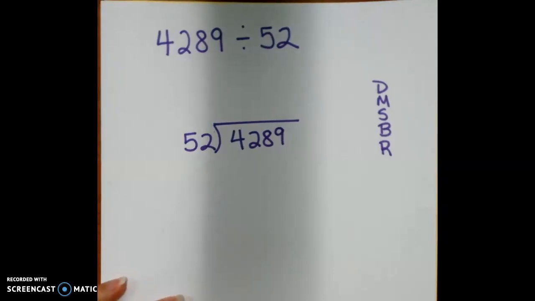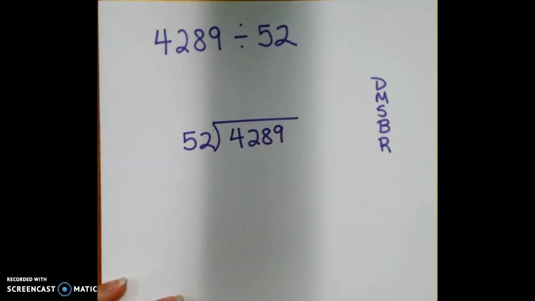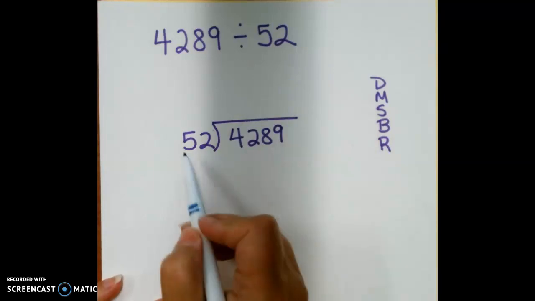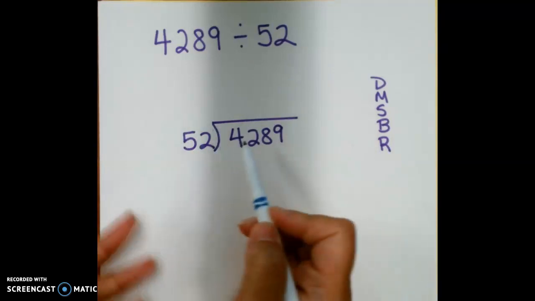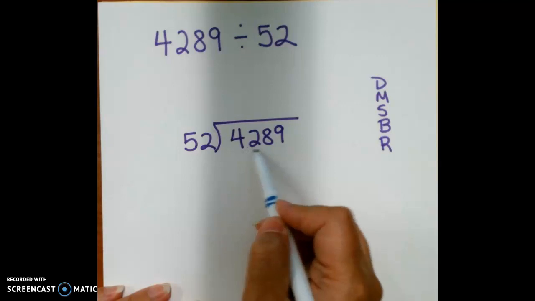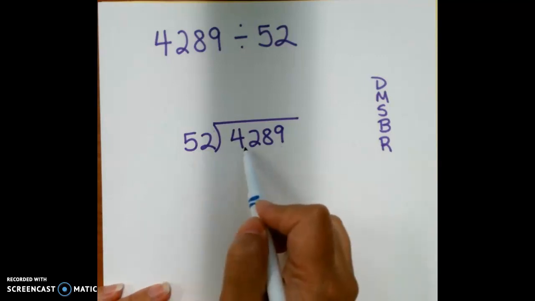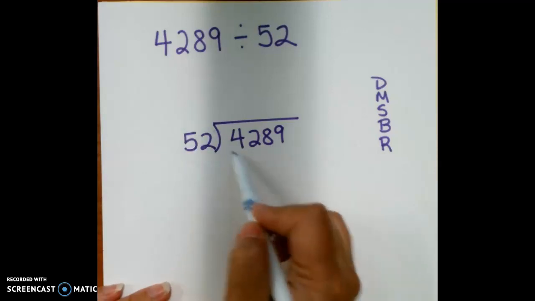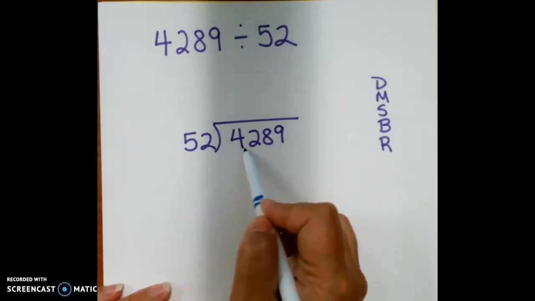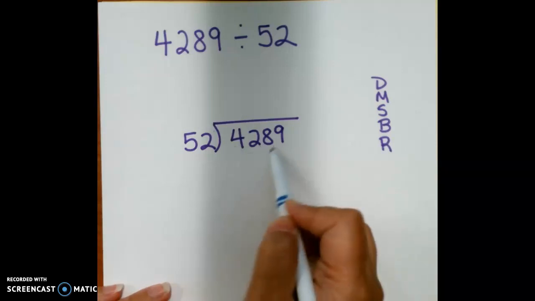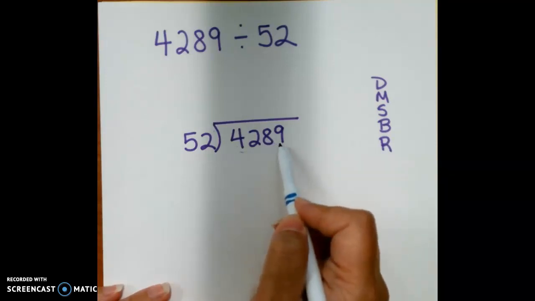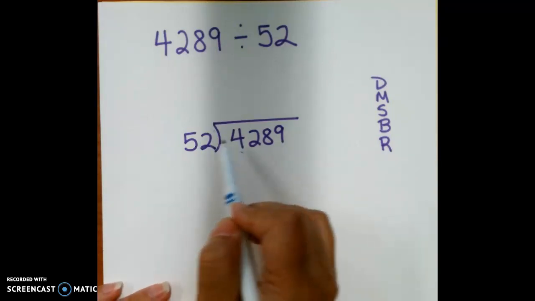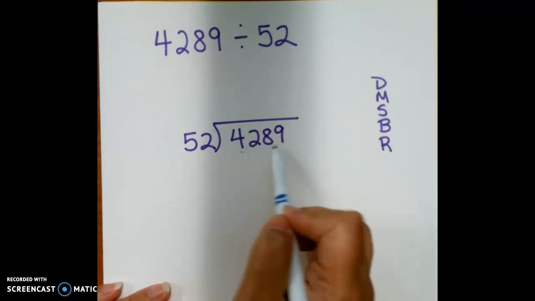Let's try this one. Now, this one's going to be a little trickier because it's 4,289 divided by 52. 52 is close to 50, but if I look over here in my dividend, 4,289, I can't make groups of 50 out of 4. I can't make them out of 42, so I have to go all the way to my tens place and look at 428.